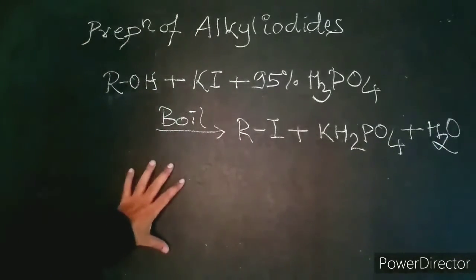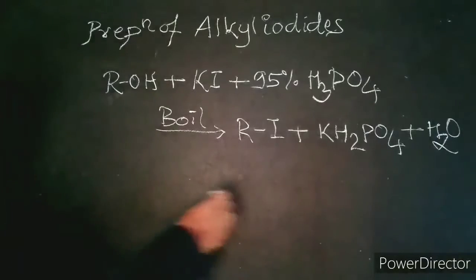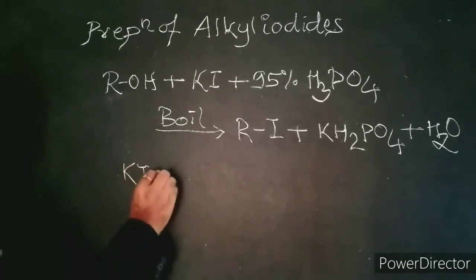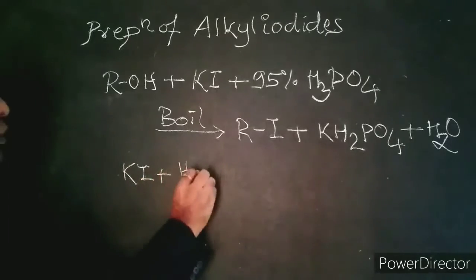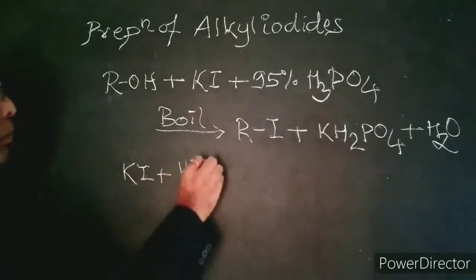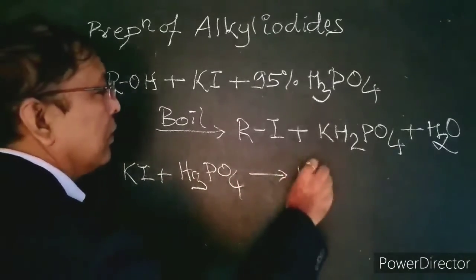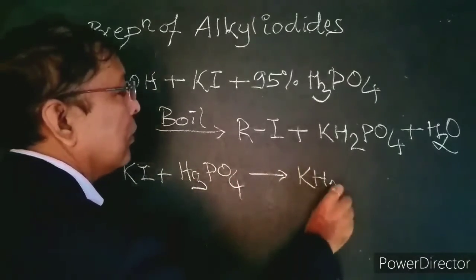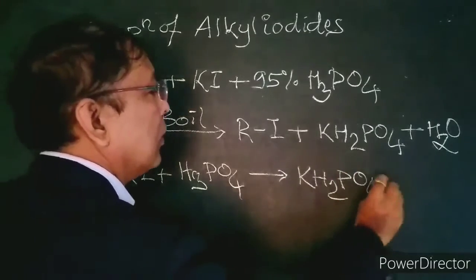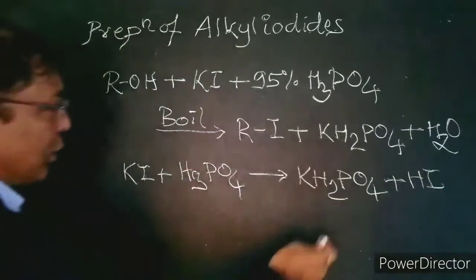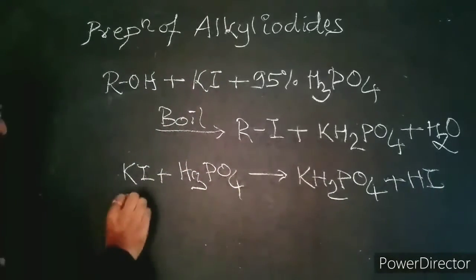Now we will see how this reaction takes place. In the first step, potassium iodide reacts with phosphoric acid, H3PO4, and it produces hydrogen iodide. Once hydrogen iodide is formed, that reacts with alcohol.